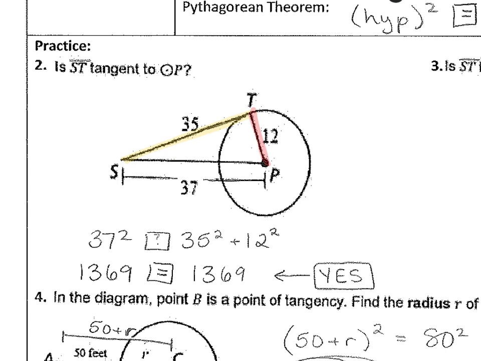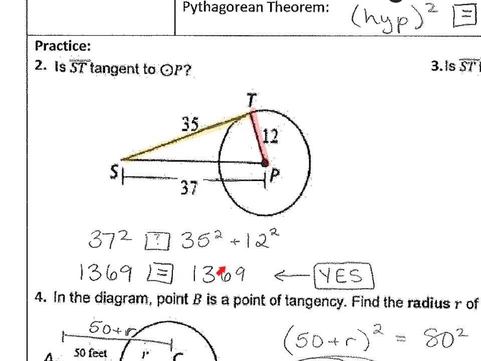To check this, we take the hypotenuse, which is the longest side. My longest side is here. It says 37. That's the biggest number. And we're going to square 37 by itself. I get 1369. Then we're going to check and see if it's equal to those side lengths, the legs, squared and added together. So in my calculator, I did 35 squared plus 12 squared, and I got 1369.